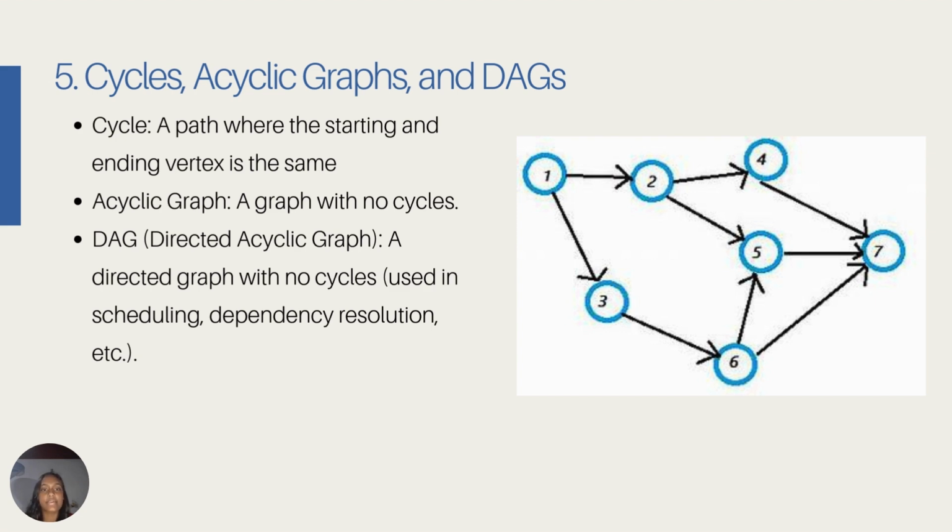Cycles, acyclic graphs and DAGs. A cycle is a path where the starting and ending vertex is the same. An acyclic graph is a graph with no cycles. A directed acyclic graph is a directed graph with no cycles, used in scheduling and dependency resolution. In this picture you can see a directed acyclic graph. It connects each of the nodes and edges.